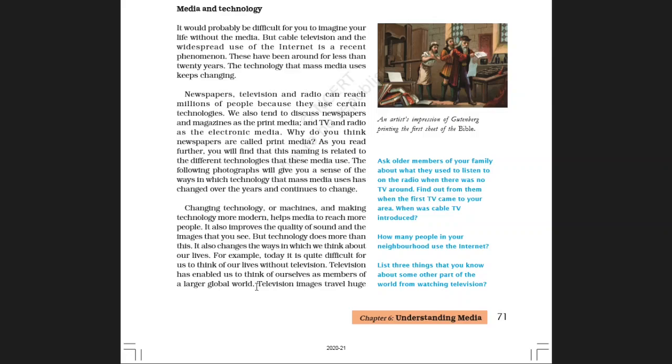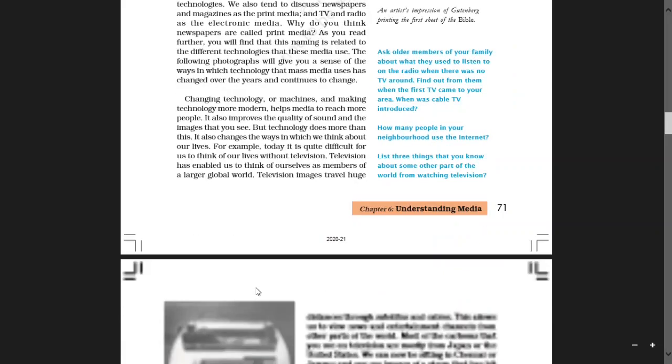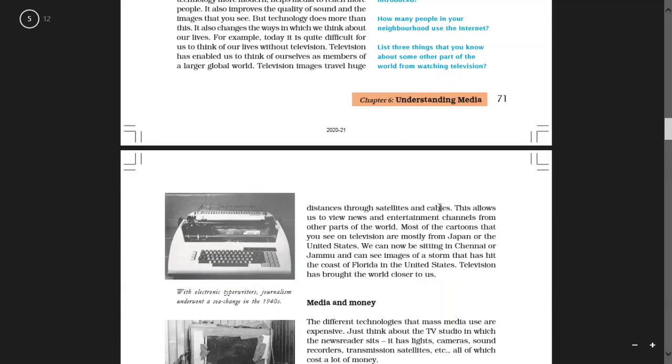Global world means the whole world. Television images travel huge distances through satellites and cables. A satellite is an artificial body placed in orbit around the earth or moon or another planet in order to collect information. With the help of satellites, images reach far-away areas.